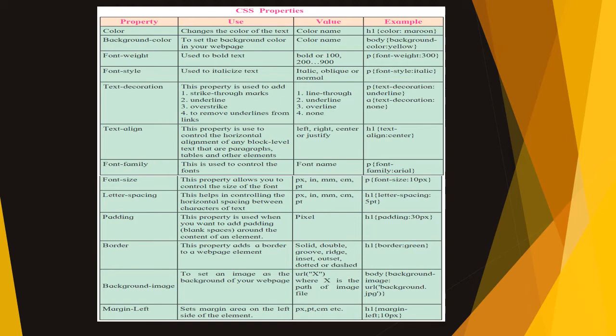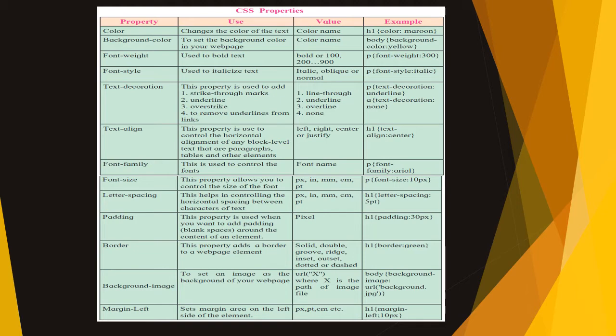Then text decoration. There are 4 properties for text decoration. Strike through. Next is underline, overline, overstrike, and to remove underlines from links. Next is text align. We can align our text to particular values: left, right, center, and justify.